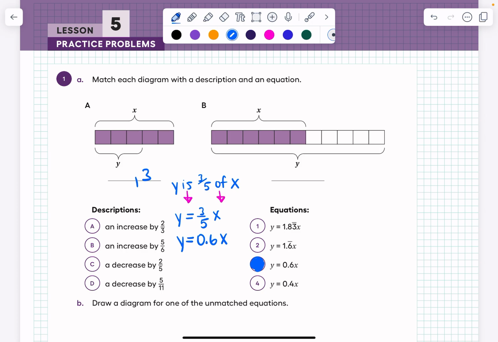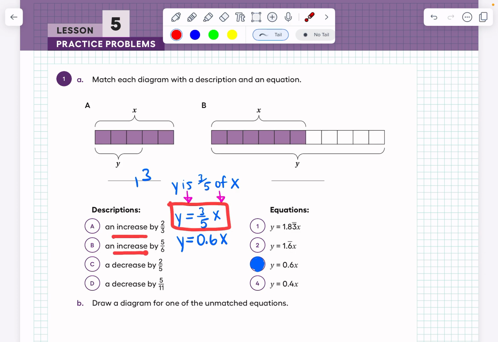And if you think of y as 3/5 of x, what happened to y? Did it experience an increase of 2/3 or 5/6, or did it experience a decrease of 2/5 or a decrease of 5/11? Well, if you go from 5/5 to 3/5, you are decreasing by 2/5. So C is the correct answer for matching it up.